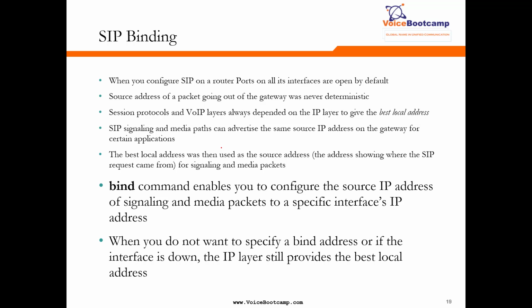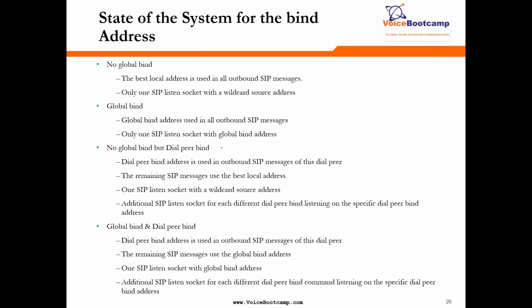So the best local address is then used as a source address for signaling and media traffic. To achieve that, you use the bind command. The bind command allows you to configure the source IP address of signaling and media packets to a specific interface or IP address. When you do not specify the bind command, or if the interface is down, the IP layer still provides the best local address. Now, what happens when you do not have the bind command defined, or in different states of the bind command? It's because the bind command can be applied globally or at a dial peer level.